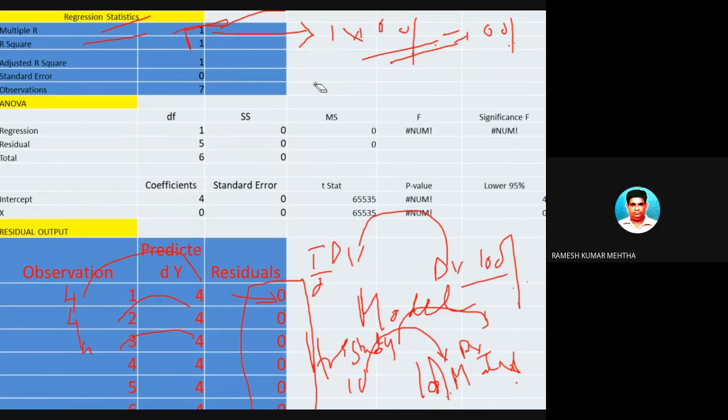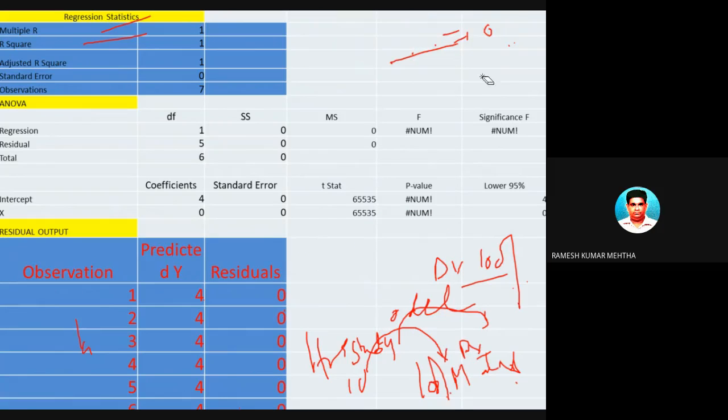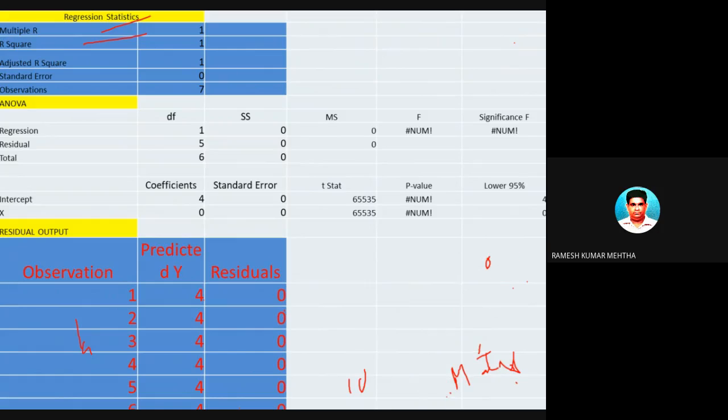This is one way of understanding. Another way of understanding is, how did you get this 1? How did you get the multiple R as 1? What is multiple R? It is a very important thing I am going to explain to you. Please pay attention.